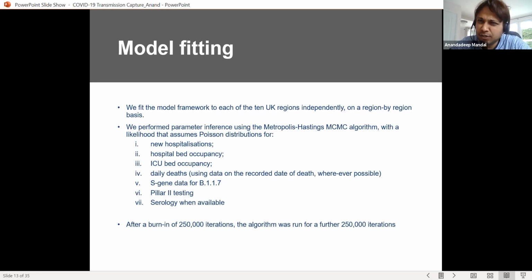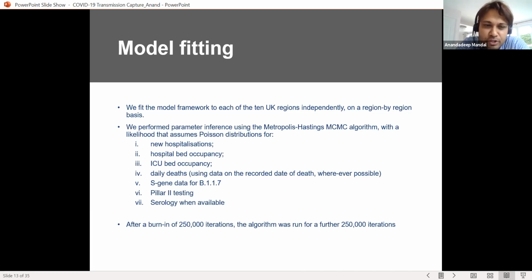And we took a Poisson distribution. You might ask, why Poisson? Because it's a count distribution. Very simple. Because it's a count distribution, we took a Poisson distribution for new hospitalizations, hospital bed occupancy, ICU bed occupancy, deaths. Then for B117, this is the Kent variant, pillar 2 testing, and the serology when available. So we took almost everything which the doctors felt was important in understanding how the COVID transmission is happening.